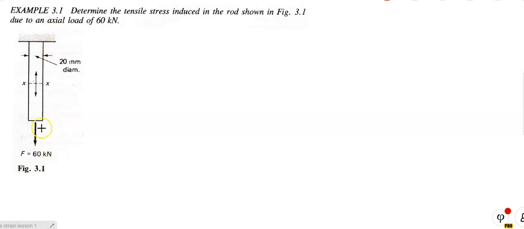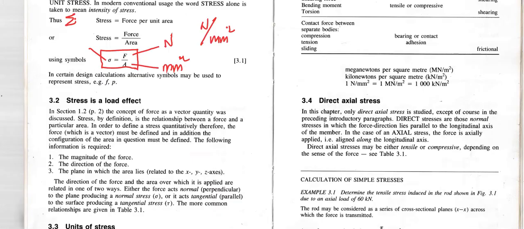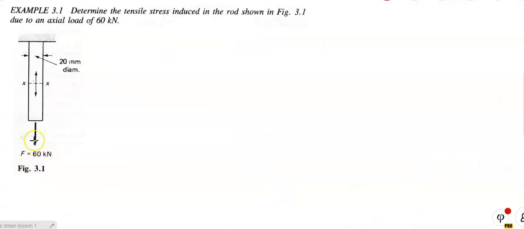And also, when it acts at right angles to the ends of the member, to its cross section, it's called a direct stress. It's undergoing a direct stress. Direct stresses are those normal stresses, normal meaning at right angles to, in which the force direction lies parallel to the longitudinal axis of the member. In the case of an axial stress, the force is aligned along the longitudinal axis of the member. That means, can you see this force here? It's acting parallel and in line with the long axis.